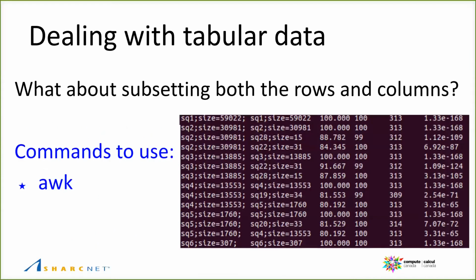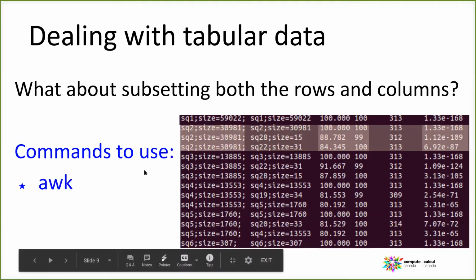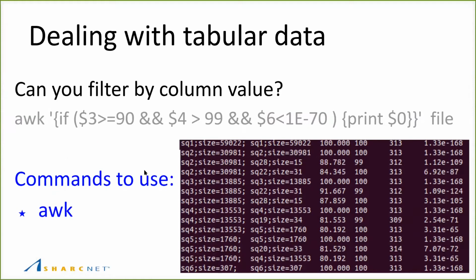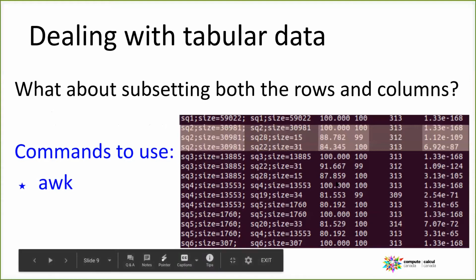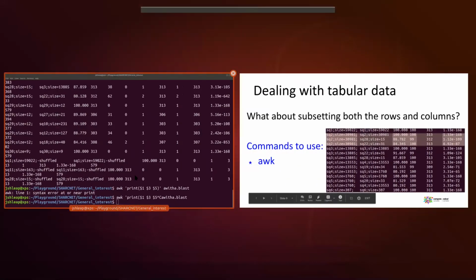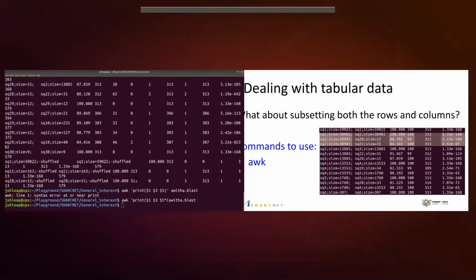Now, what if we want to subset both columns and rows? So let's imagine that we only want these 3 rows, but we also want this column. To subset these things, it can be done with awk. With awk as well. So let's see if it works, because it's not working for me right now.